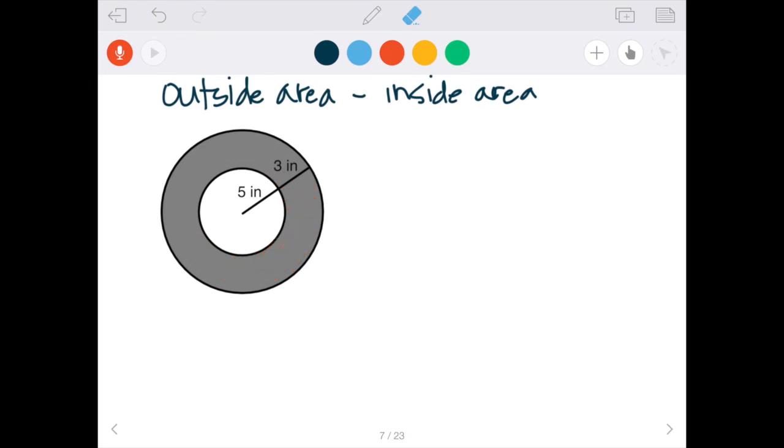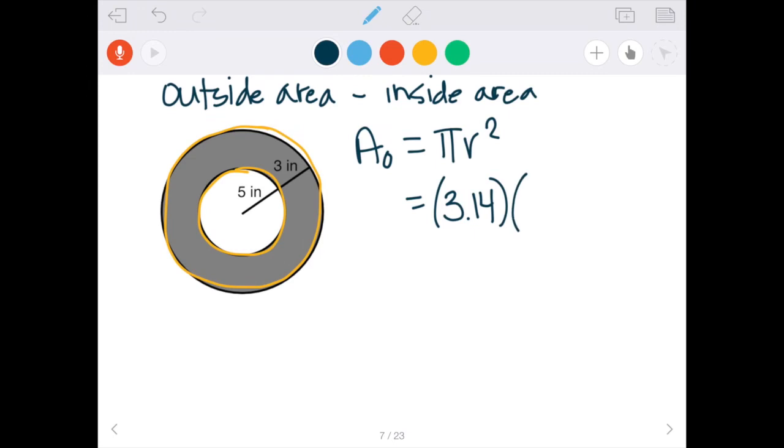So we have two circles. I have this big circle, that's the outside one, and I have the little circle, that's the inside one. So let's do the area of the outside. I'm going to say AO. And on your formula sheet, you see that the area of a circle is pi r squared. So pi is 3.14. The question is, what is the radius of the outside? It is not 3. 3 only goes from here to here. We need to go from the center of the circle to the edge. The outside radius is actually 8, okay? 5 plus 3 more. So this is going to be 8.